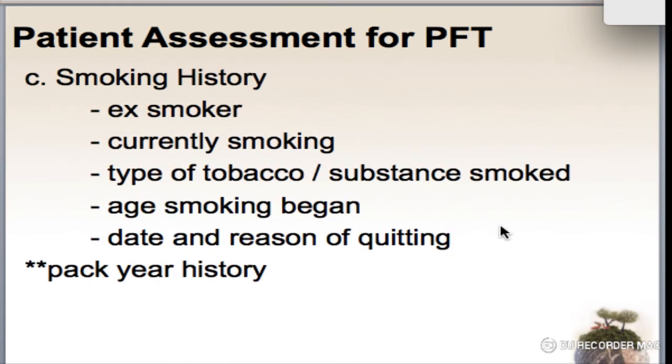We also consider the smoking history of the patient. For example, whether the patient is an ex-smoker who formerly stopped or ceased smoking, or is currently smoking, the type of tobacco or substance smoked, and the age smoking began. This is for computing the pack-year history of the patient.